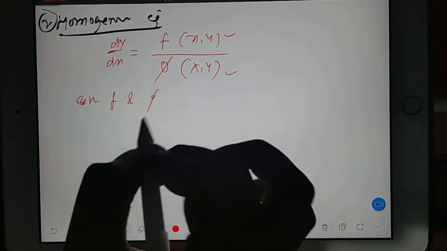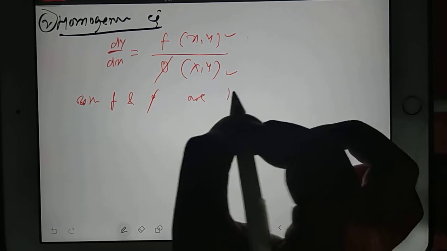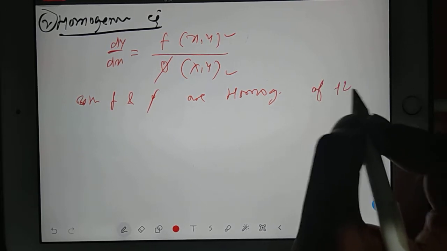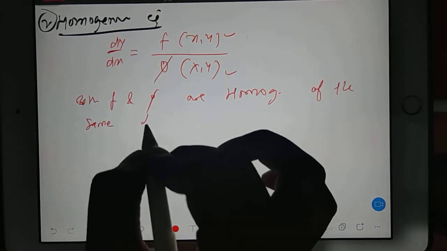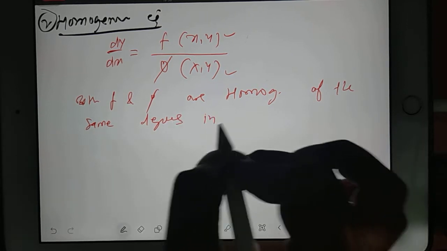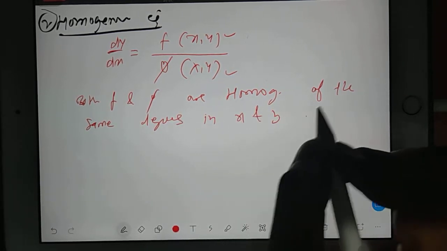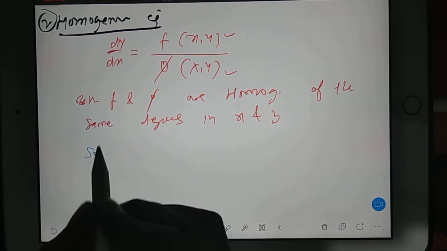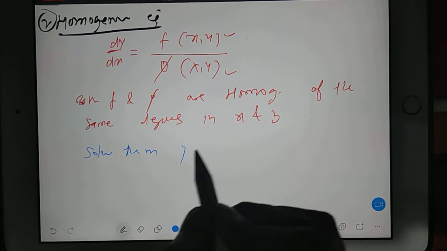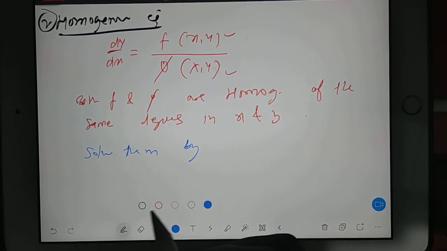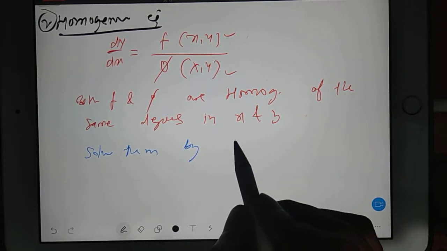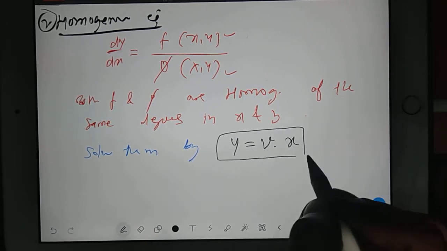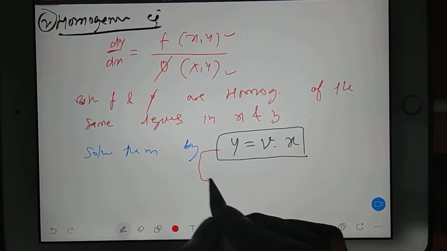Both f and phi are homogeneous of the same degree in x and y. Whenever you have a homogeneous equation, solve it by using one small trick. You replace y is equal to v into x. So this kind of change you will make in the variable and integrate the equation.